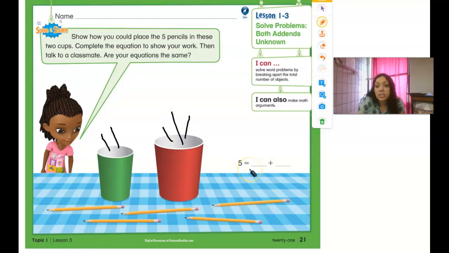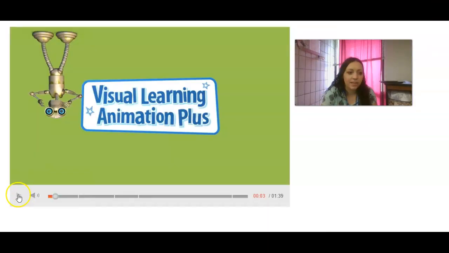Okay, I could do it a different way. I could have done 1 and 4. I could put 5 in one and 0 in the other, but we are just trying to figure out how we could break it apart, okay? So I know that 5 equals 2 in one cup and 3 in the other. And real quick, we're going to watch a little video that's going to help us understand that concept, okay? All right, here we go.